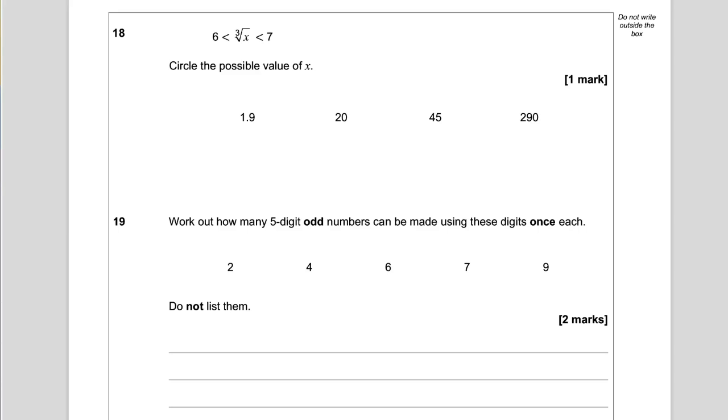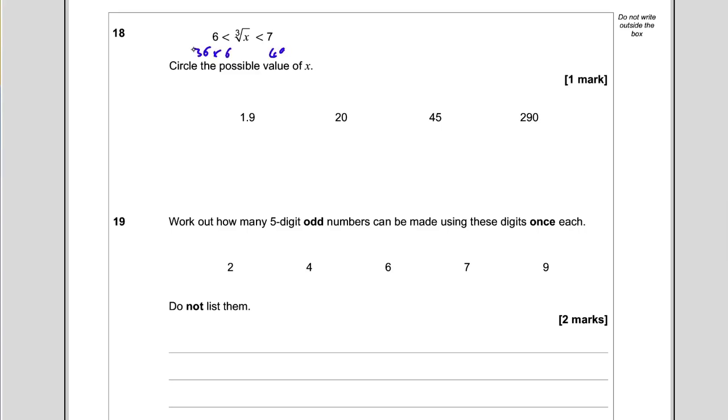So the way I'm going to do this, it's only a 1 mark question. If I just said roughly what's the size of these? So I would want to do 36 times 6 and 49 times 7. So the easiest one to hit is 50 times 7. 50 times 7 is going to be 350.